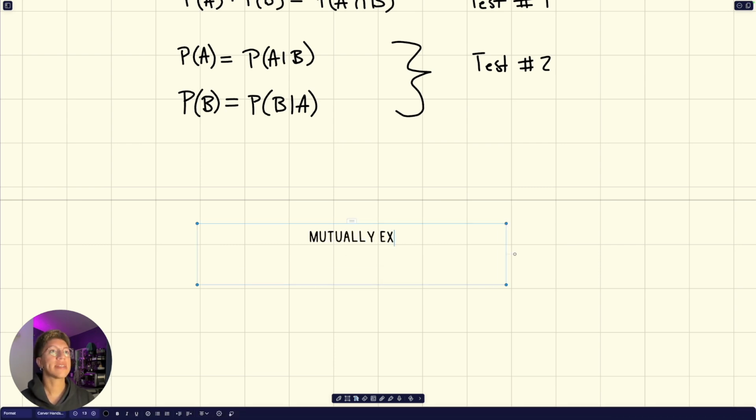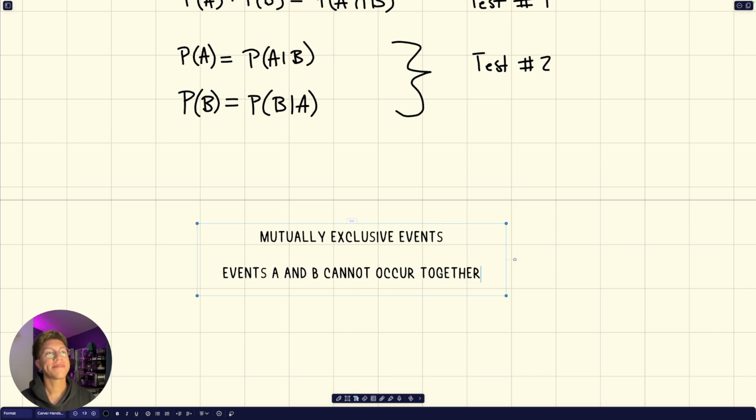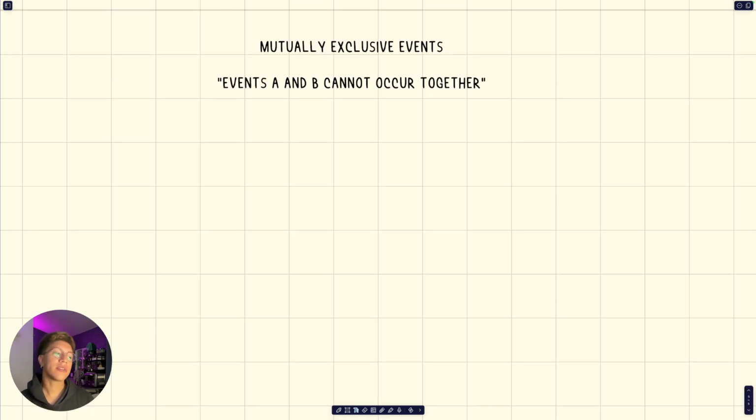So mutually exclusive events means that events A and B cannot occur together. Pretty easy, right? You might even have a guess of what that will look like. If events A and B cannot occur together, one of the concepts that we learned earlier in this lesson has to be 0, right? So we know that our AND statement, that is our intersection. So we're saying that the probability of A intersection B is 0.